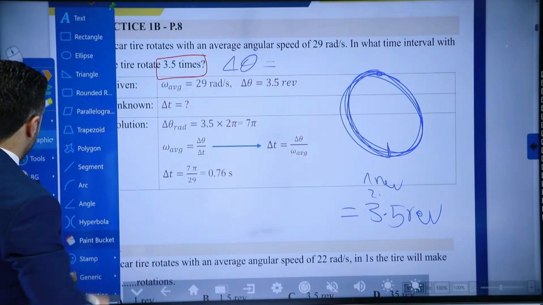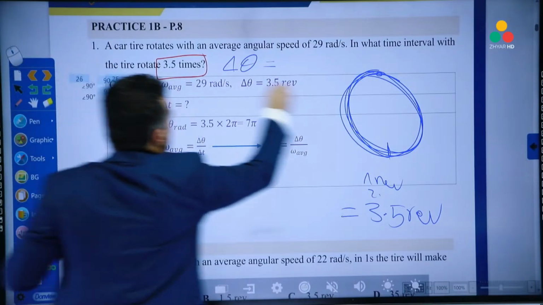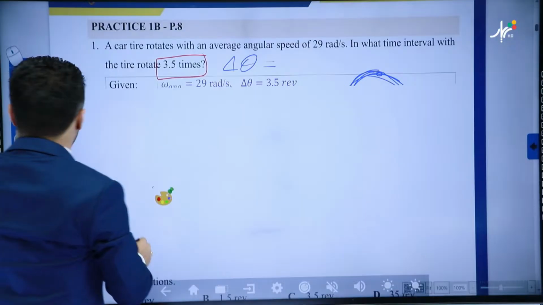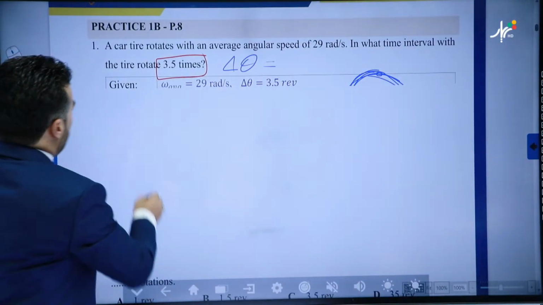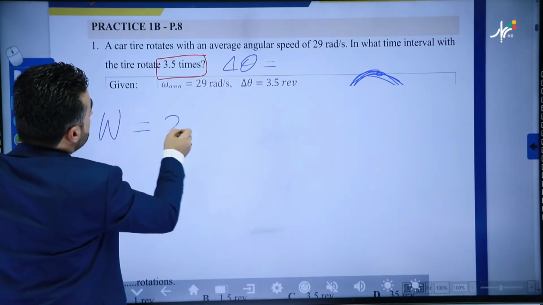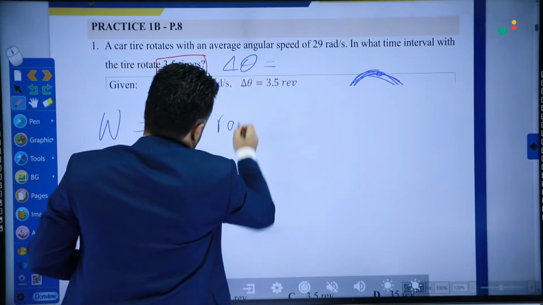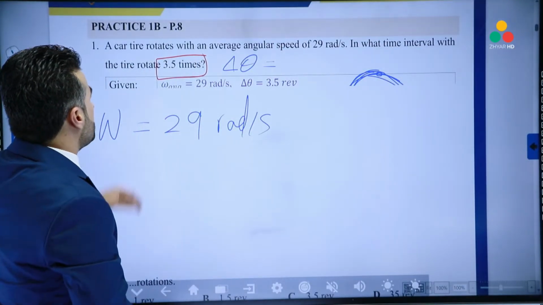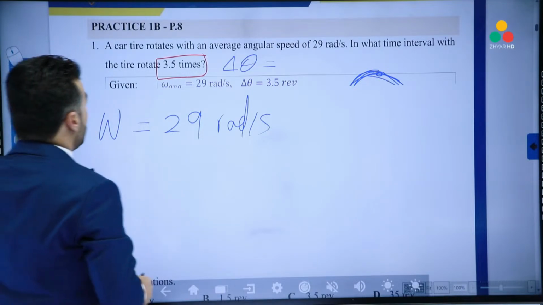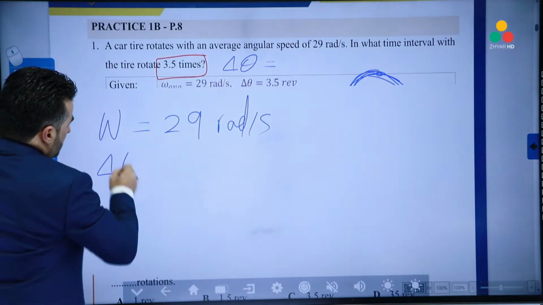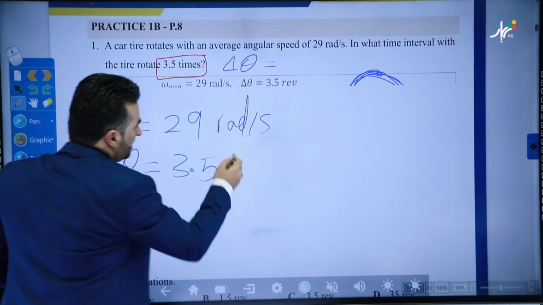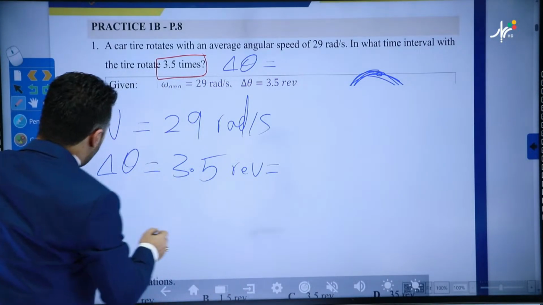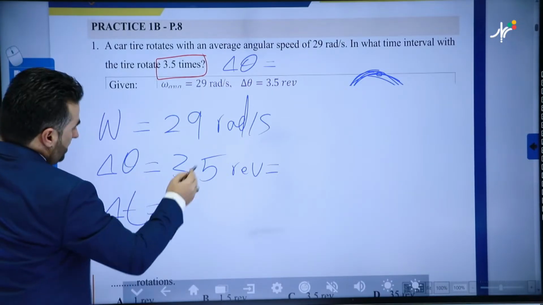We can solve together here. Let's change this one to white. Now we can solve this. Once again, we have angular speed, which is 29 radian per second. In what time interval? The direction is not mentioned, so you don't have to worry about that. And the angular displacement is 3.5 times, I can say 3.5 revs, yeah? And find the time it takes.